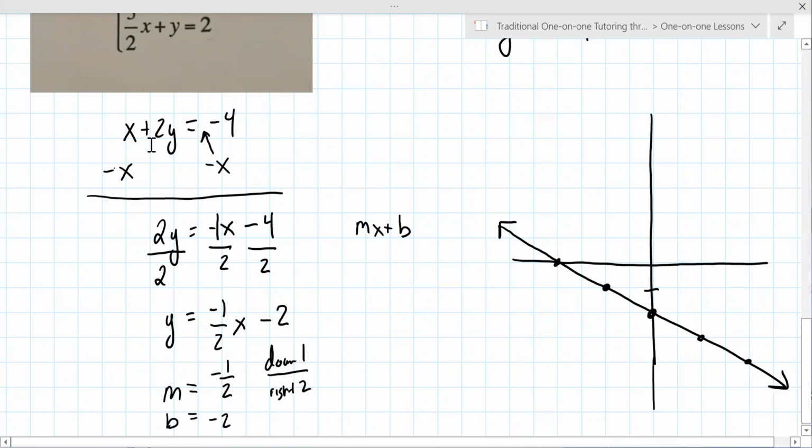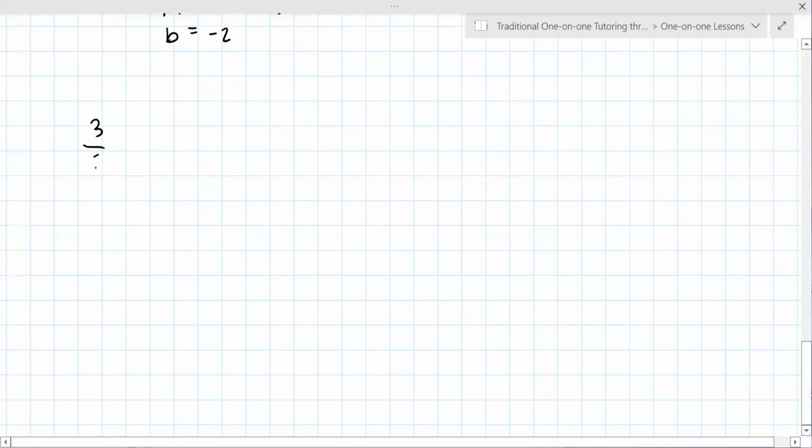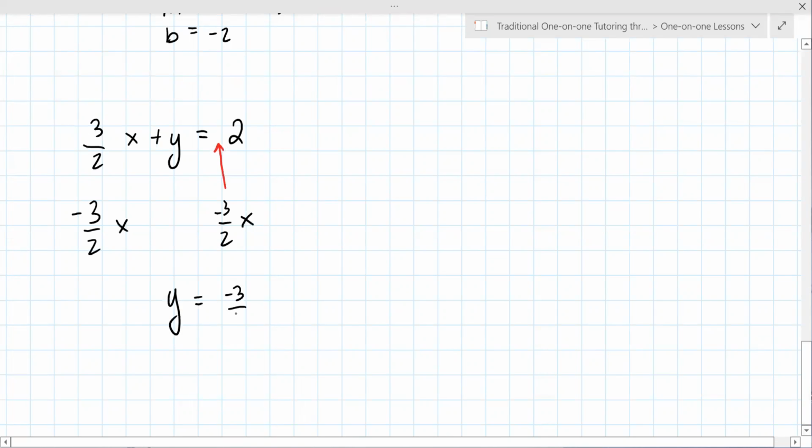So now we're going to look at the other equation. The other equation is 3/2 x plus y equals 2. Is this solved for y? Is y by itself? No. Okay. So you're going to subtract 3/2 x from both sides. And again, you really want to put it in front of the number. So it becomes y equals -3/2 x plus 2.